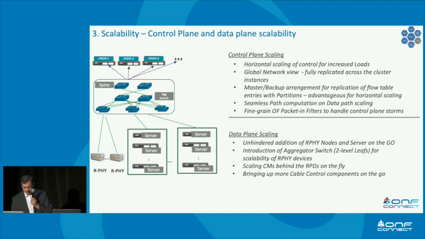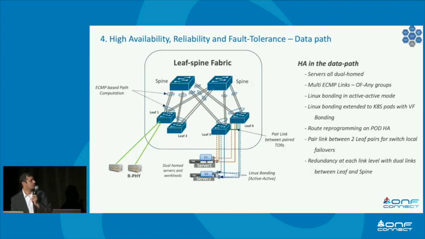So for the rest of the things, as I explained, scaling of CMs behind the RPDs on the fly, we definitely have to do that and bring up more cable modems and components on the go. So this is some of the scale work that we have done. And on the HA side, we have all our servers dual homed, basically.